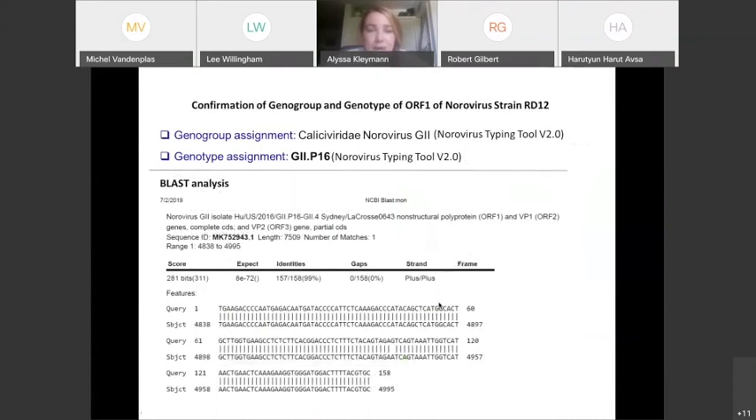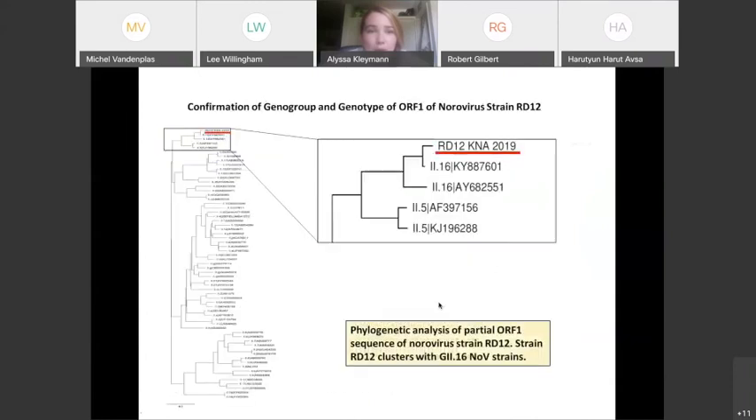Now with BLAST analysis, as well as using a norovirus typing tool, it was determined that strain RD12 was in fact genogroup 2, genotype P16. And when we created a phylogram, we confirmed that RD12 was in fact genogroup 2, genotype P16, and clustered with other genogroup 2, genotype 16 norovirus strains.